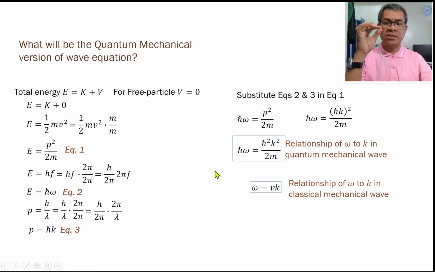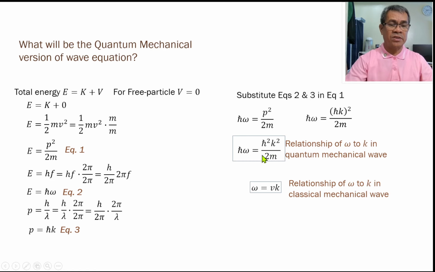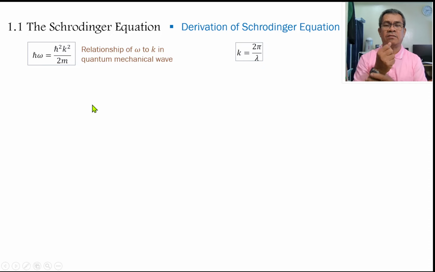Okay? So the derivation of the quantum mechanical wave equation, which is the Schrodinger equation, should satisfy this relationship. So this is our control point in deriving the equation. Okay? So let's have this control point, the relationship of the angular frequency and the wave number. Now take note that k is still 2 pi over lambda. This is a generic formula. And also the angular frequency is 2 pi f.